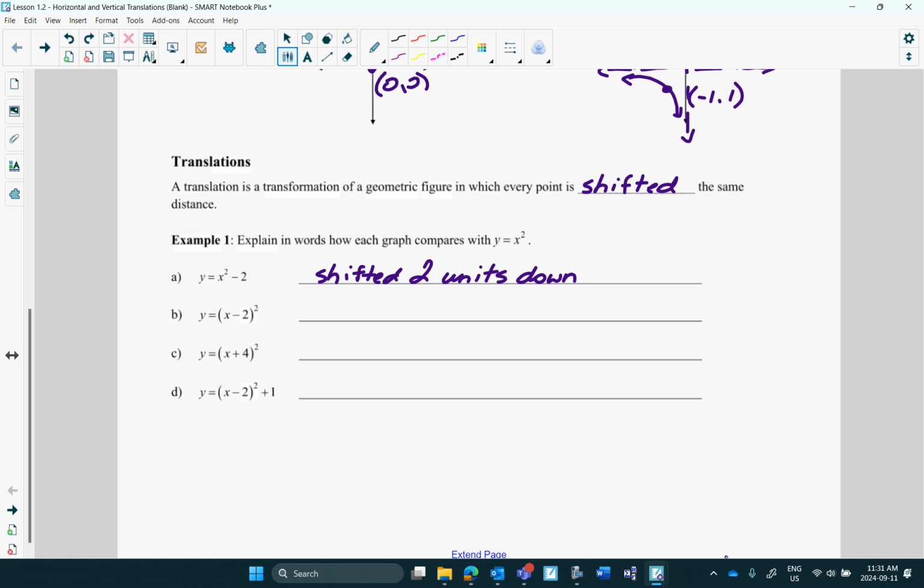If it was inside with the x squared, we opened up a set of parentheses and put the 2 in minus form inside. That means it shifts 2 to the right, because remember, it's kind of the opposite, because it was always in subtraction form. So if it's minus, it actually shifts to the right. If it's plus, inside the parentheses, it actually shifts to the left. So this shifted 2 units right.